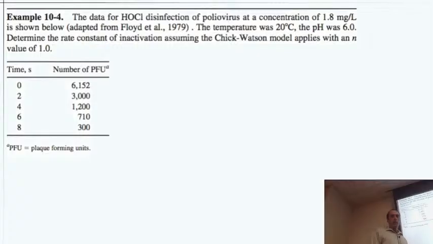So here we have data for HOCl disinfection of poliovirus at a concentration of 1.8 milligrams per liter. That would be our HOCl. It is shown below. It's adapted from a study in 1979. The temperature was 20 Celsius, the pH was 6, and the task is to determine the rate constant of inactivation, assuming the Chick-Watson model applies with an N value of 1. And this should be in just a batch type of situation. So you're given data, and this happens over the course of 8 seconds, exposed to 1.8 milligrams per liter of chlorine.